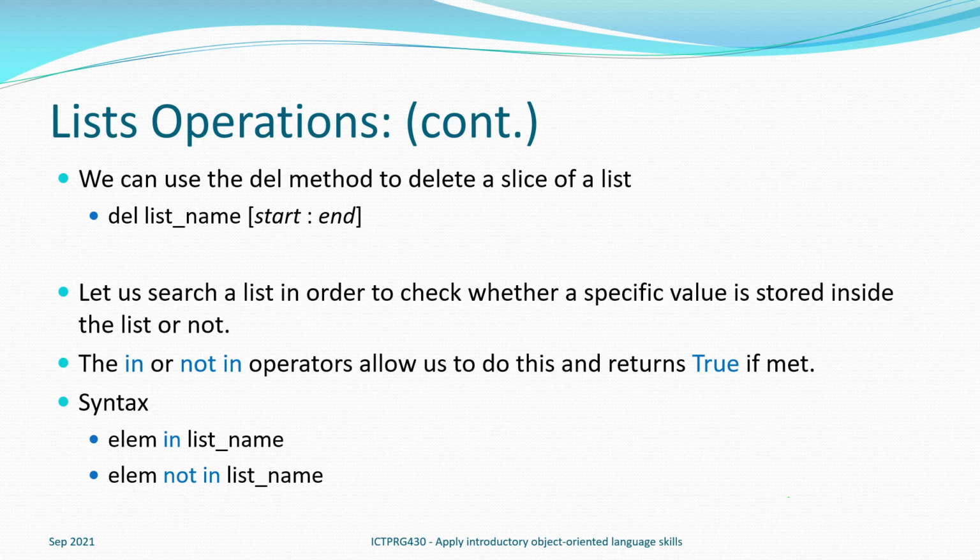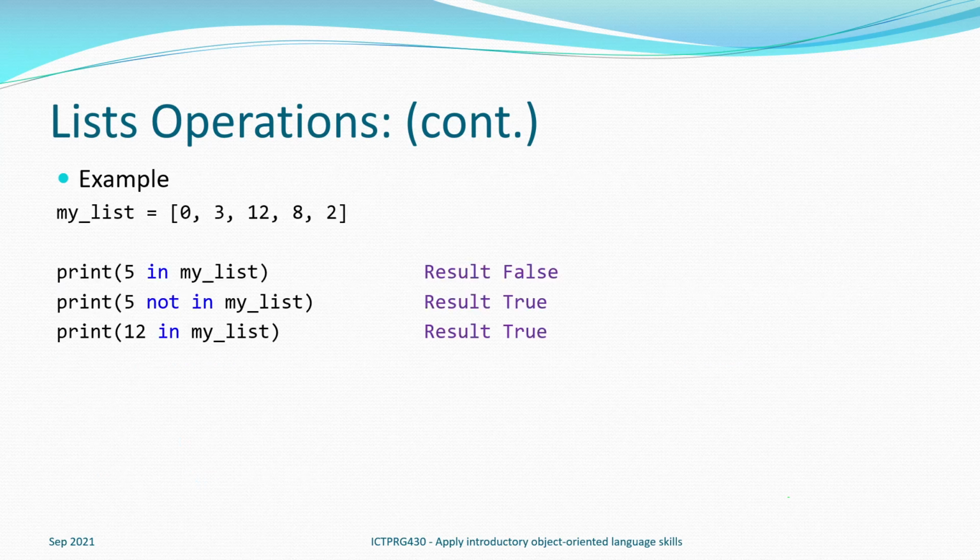So we can come in and look through a list to find a specific result, and in this case we're looking for an element within the list. So what we're looking for is the element in the list, or the alternative to it, if it's not in the list. So print 5 in my list. This is the list 0, 3, 12, 8, 2. So 5 is not in my list, so it's a false result. In other words, it's not in the list. 5 not in my list. Result is true because it isn't in the list. 12 in my list returns true because it is in the list.